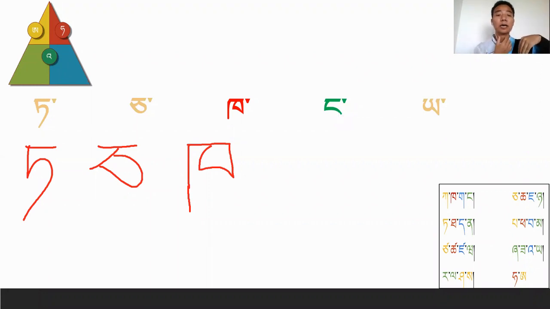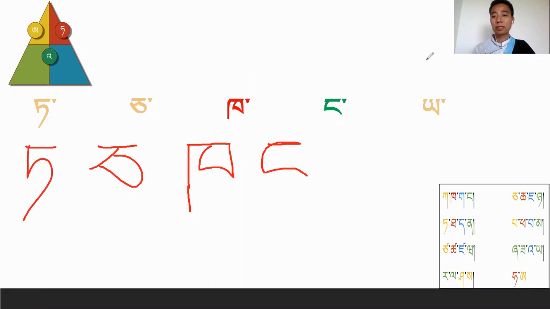Then the fourth one is nga, from here throughout. So how to write nga? It's very easy. You can write it in one step. This is nga.